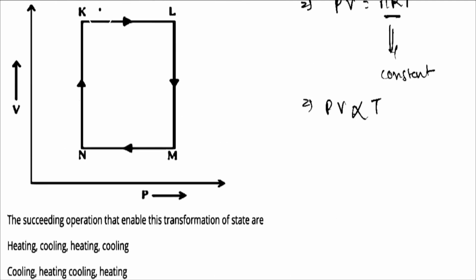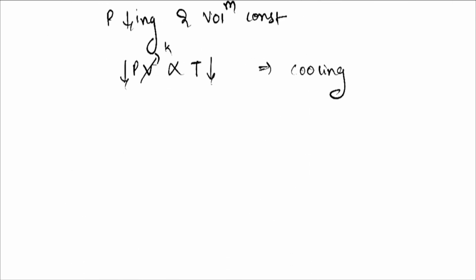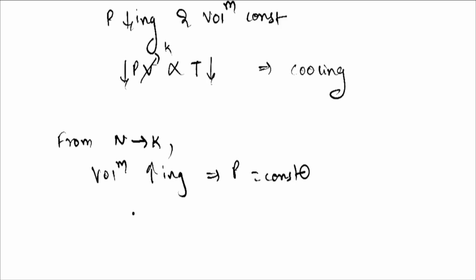For the final transition, that is from N to K, right? N to K, what is happening? If you see carefully, the volume is increasing and pressure is constant. I'll write down from N to K. What happened? Same, the volume was increasing, but pressure is equal to constant in this case. The relation PV directly proportional to T, where P is constant in this case, and volume is increasing. So temperature is also going to increase, and hence we can conclude that this is a heating process.